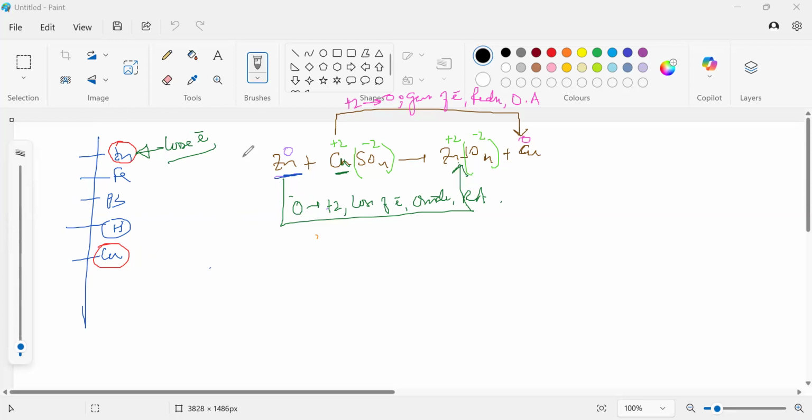If you take this reaction in a solution, you're taking copper sulfate and adding zinc. What happens in the solution itself? Zinc will be transferring the electrons to copper, isn't it? Zinc will be transferring the electron to copper in the solution itself. But can we do something where zinc will be transferring the electron to this copper via an external wire?